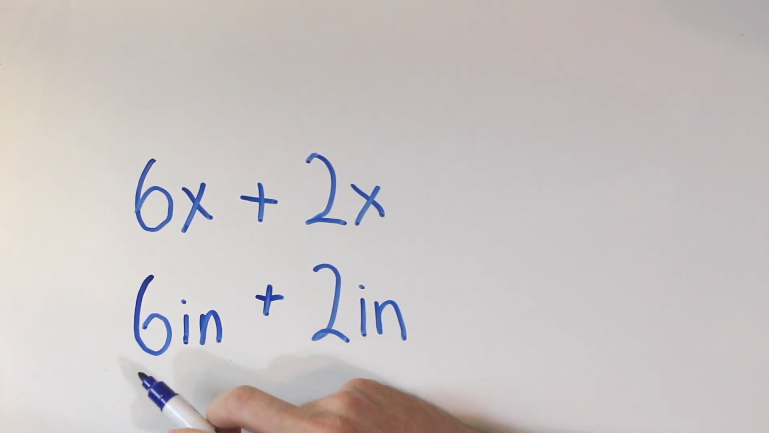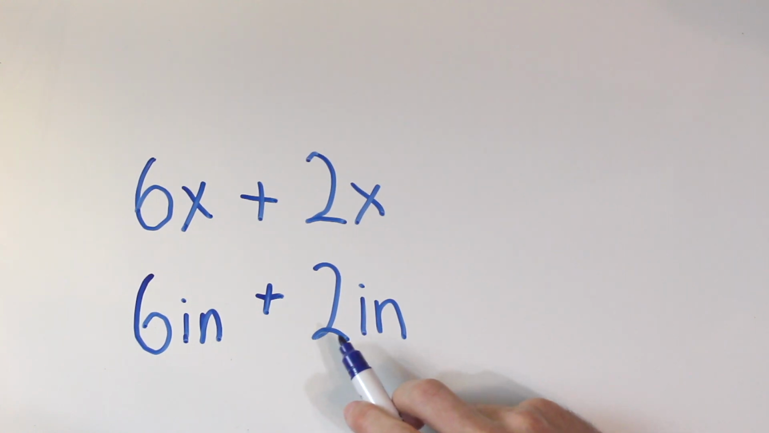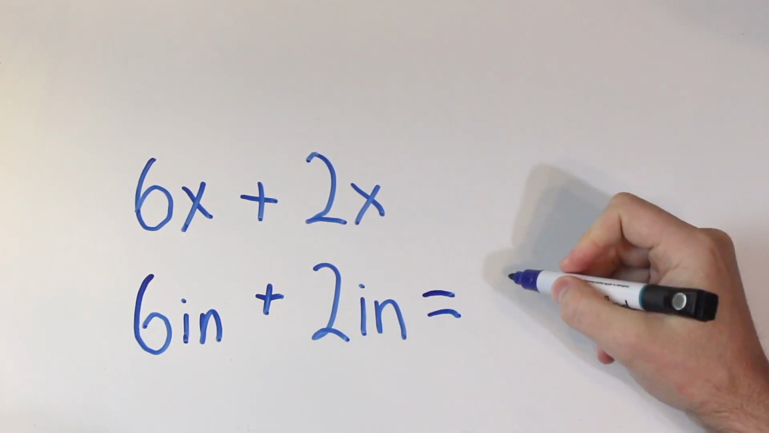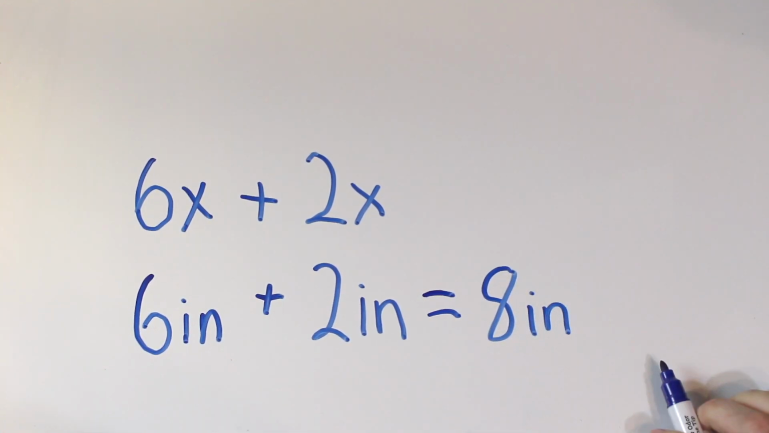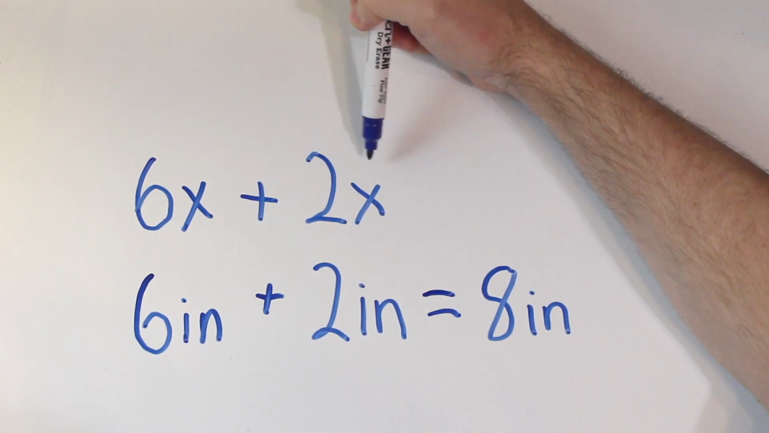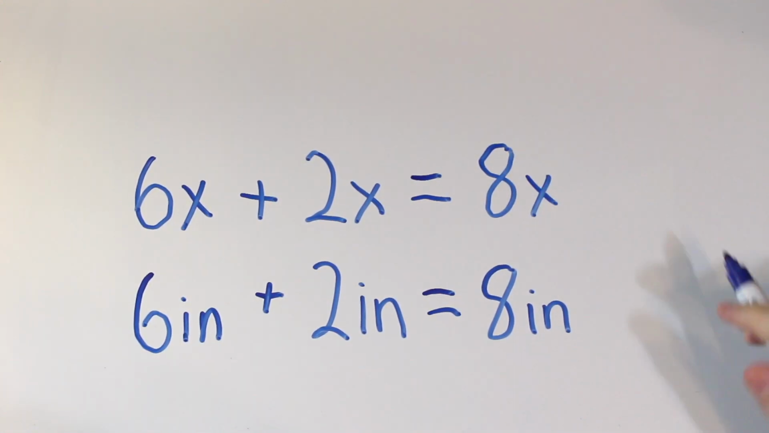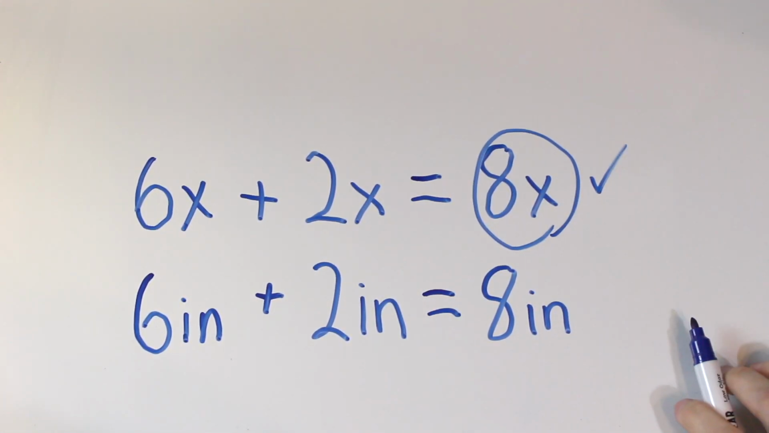If we had 6 inches plus 2 inches, that would be easy, correct? It would just be 8 inches. So 6x's plus 2x's is also easy. It's just 8x's, or 8x. And there's your answer.